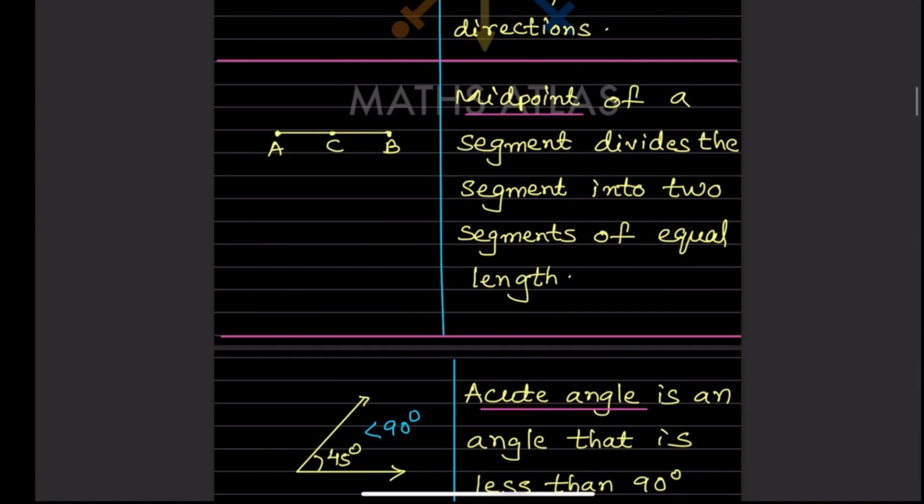Now you can see this is a line. These are the points A and B. In the middle of it we have C. The distance on both sides is the same. So we can say C is the midpoint of A and B. The midpoint of a segment divides the segment into two segments of equal length, meaning these two segments are equal.